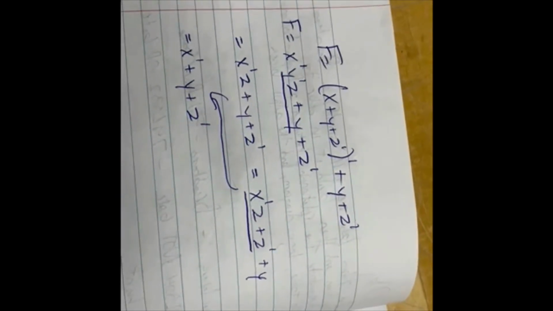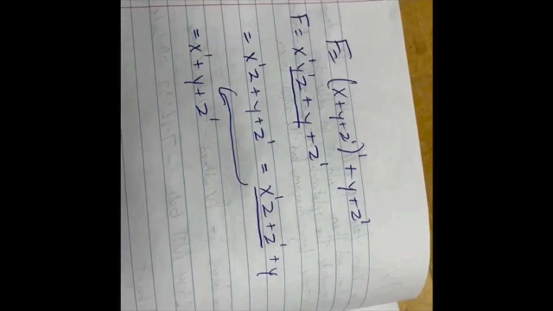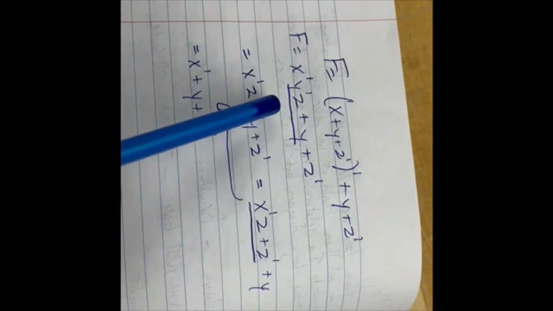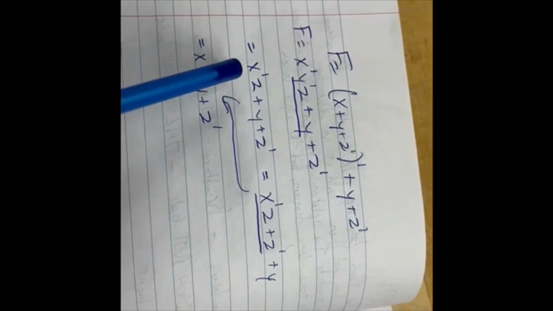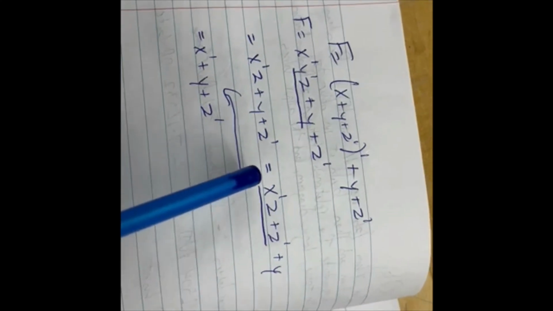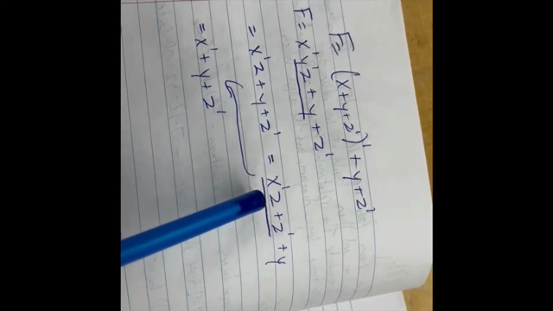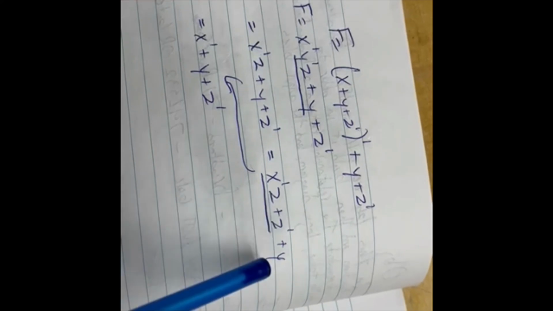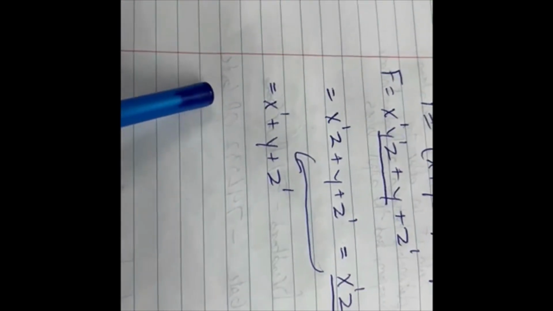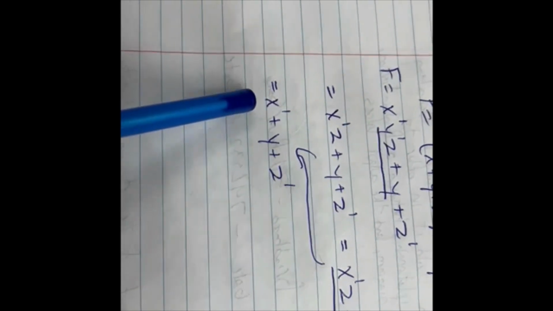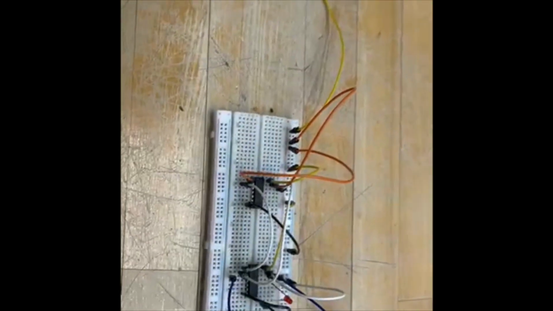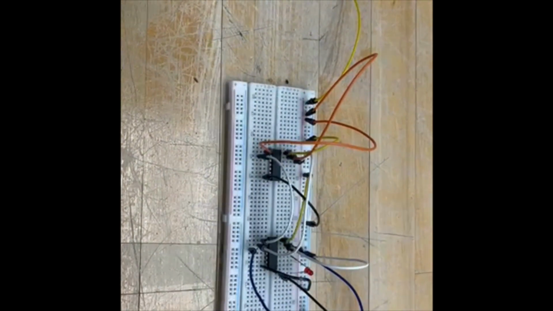And then we use the absorption to change this bit here, y prime times z plus y, into x prime times z plus y plus z prime, which equals this, x prime times z plus z prime plus y. And we will use absorption again to get our final simplified equation, x prime plus y plus z prime. I will now be walking through and testing the circuit.